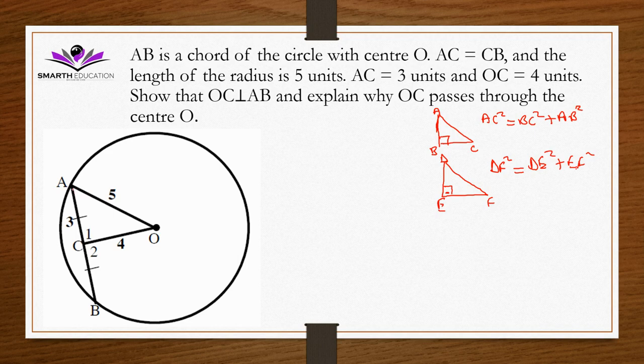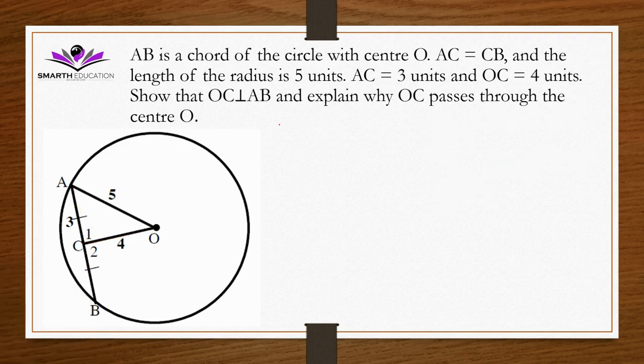So we have to use our triangle ACO. If we prove that AO squared is equal to AC squared plus OC squared, then we have proved that angle C1 is a 90-degree angle, or is a right angle. You see that? So let's try to do that. Let's have our left-hand side and right-hand side. Okay, so we have our OA squared and we have our AC squared plus OC squared.